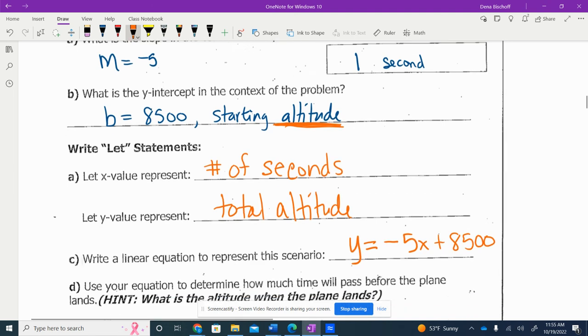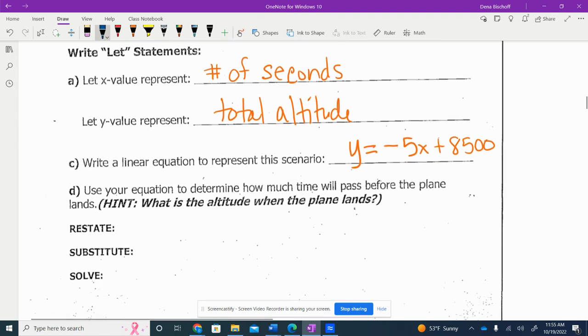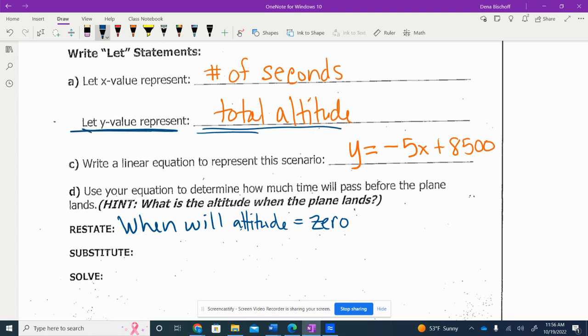Okay. So the second part says, hey, I want you to use your equation to determine how much time will pass for the plane to land. So what is that really asking you? Yeah, when will the altitude equal 0. And the altitude is what variable? Y. So it's really saying, hey, let y equal 0.